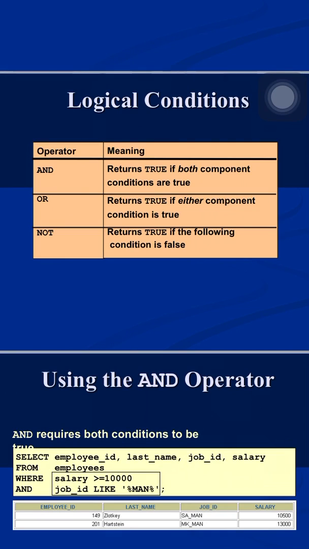So where salary is greater than or equal to 10,000 and job ID like percentage MAN percentage. What this indicates is that both of these conditions will be applied, and whatever records are common in those will only be displayed. So salary should be greater than or equal to 10,000, and job ID should also contain somewhere MAN, that is manager. Then only those records will be displayed.